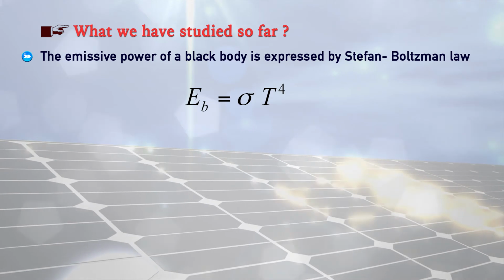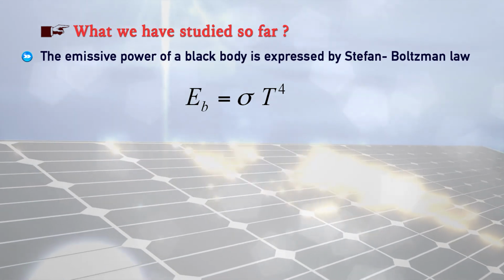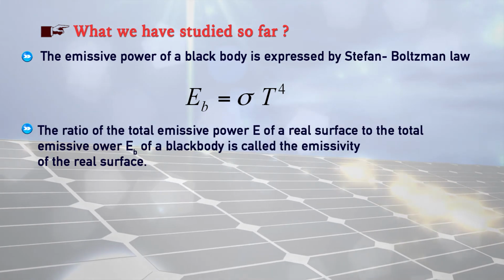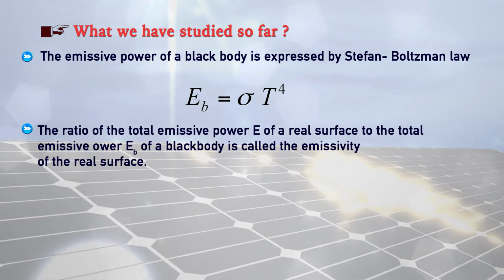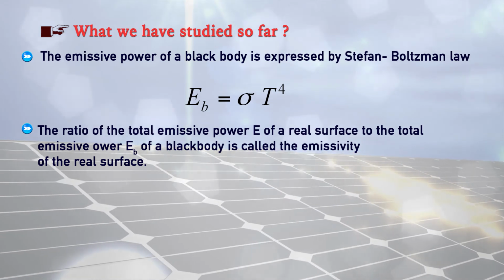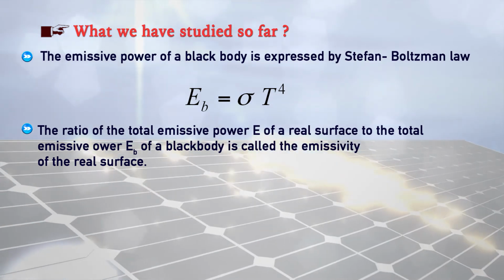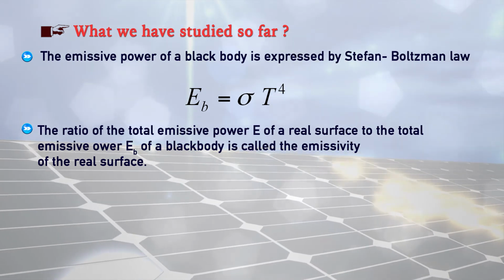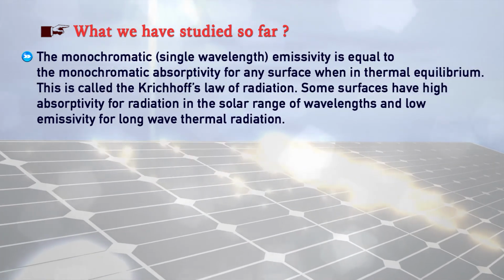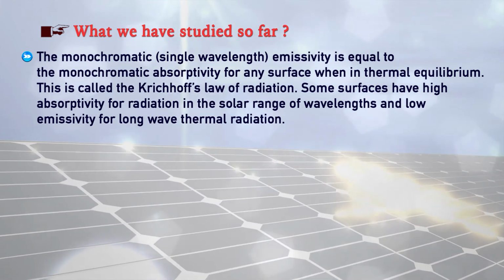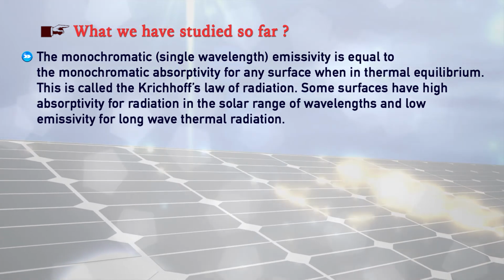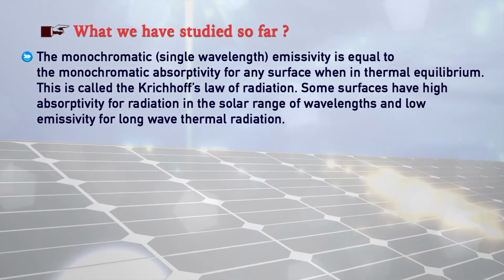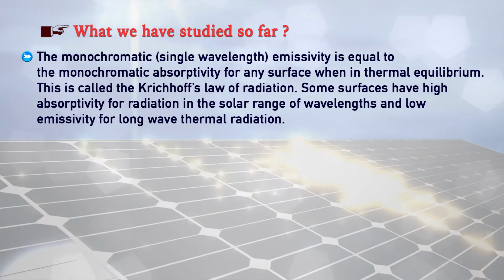The emissive power of a black body is expressed by the Stefan-Boltzmann law. The ratio of the total emissive power E of a real surface to the total emissive power E_B of a black body is called the emissivity of the real surface. The monochromatic emissivity is equal to the monochromatic absorptivity for any surface when in thermal equilibrium. This is called Kirchhoff's law of radiation.